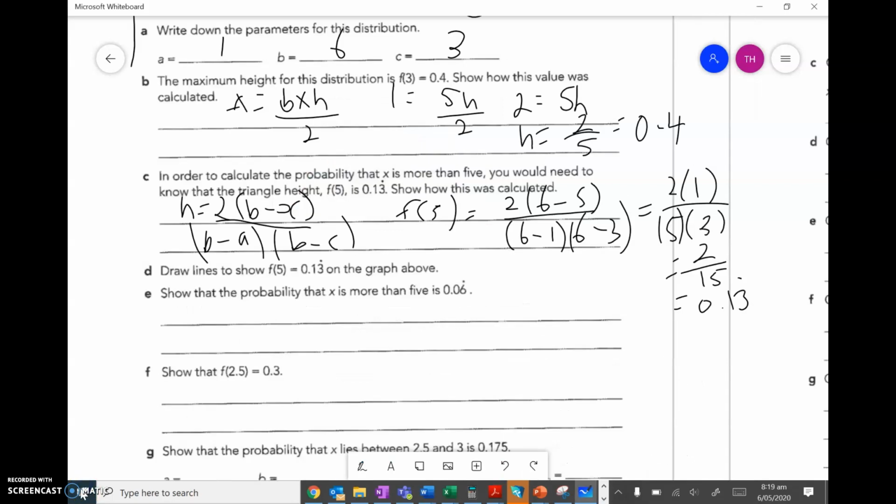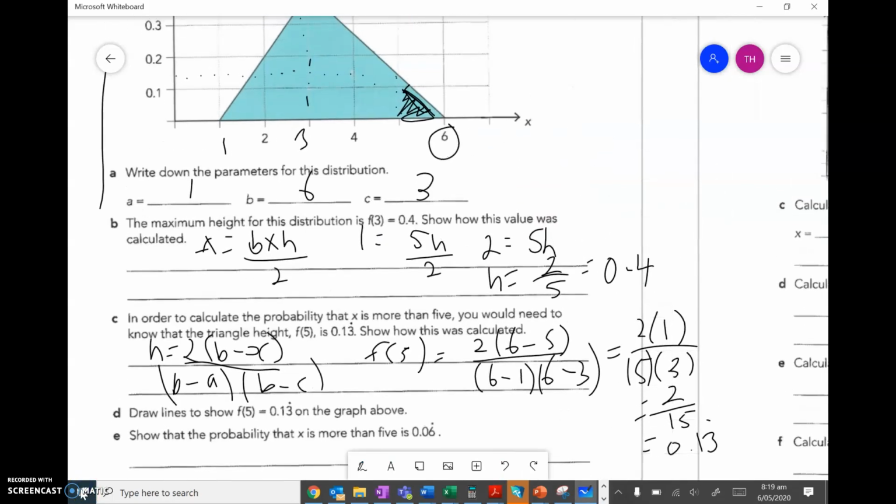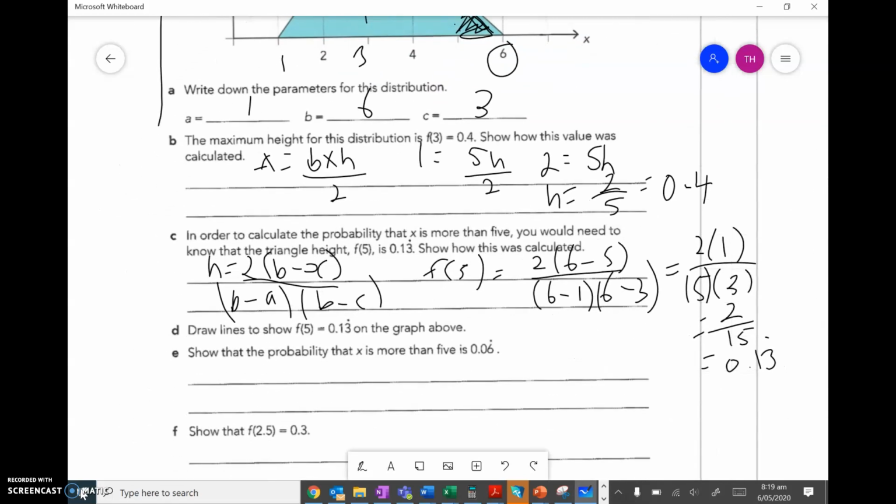So now we're actually going to work out the probability of this. We've worked out the height there, but we don't know the probability yet. Now remember, probability is the area under the distribution, and I have a triangle, so area is equal to base times height over 2.